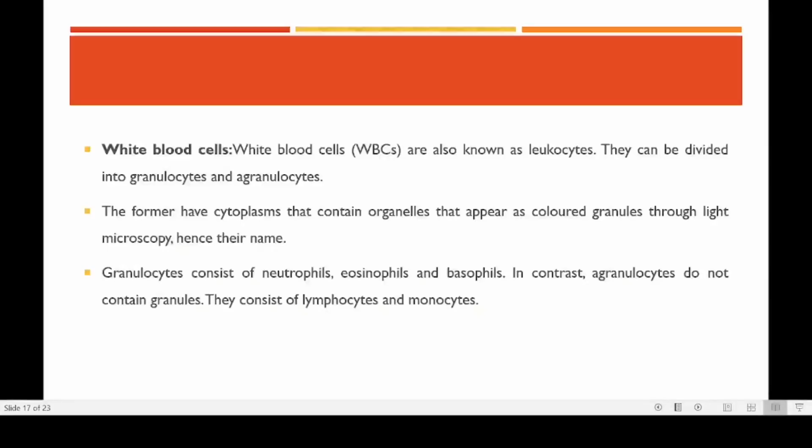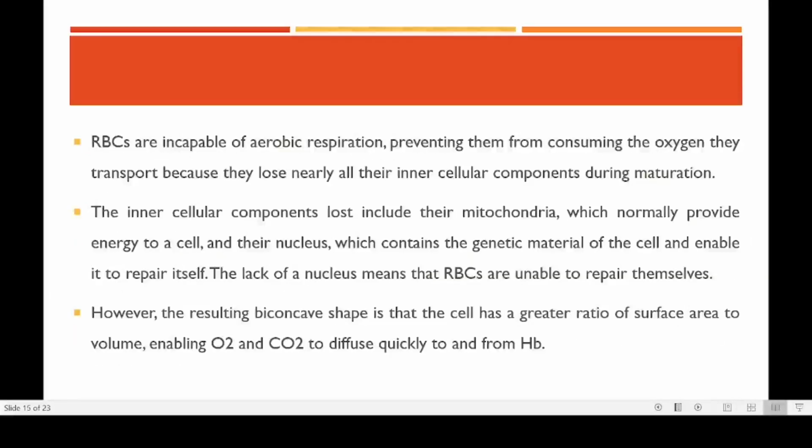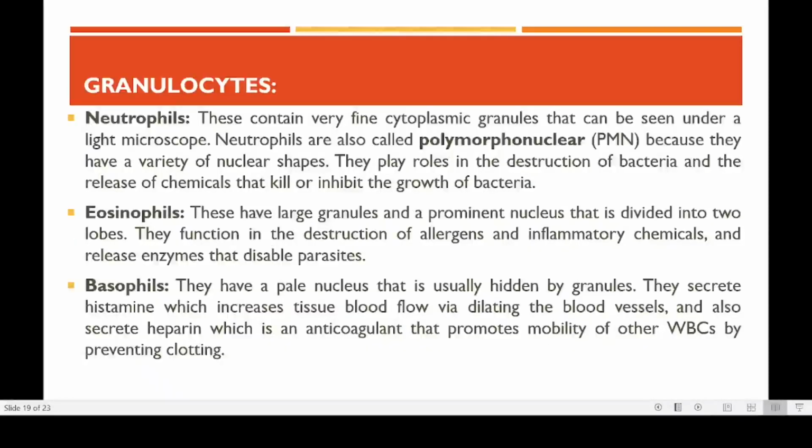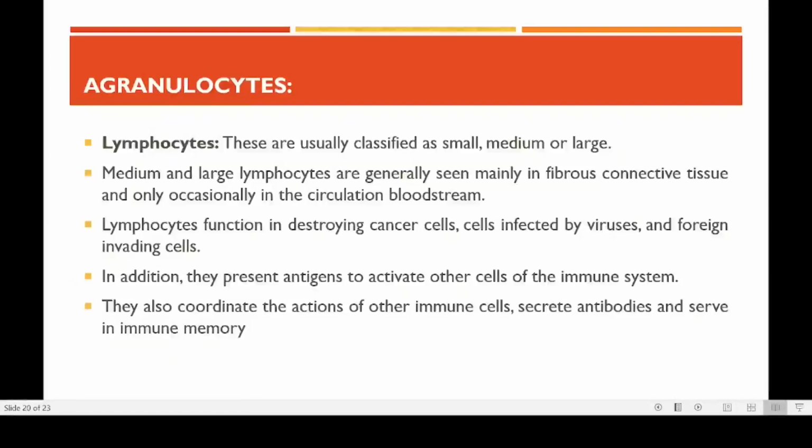So we were discussing up to granulocytes. There are three different types of granulocyte: neutrophil, eosinophil, and basophil. And we have also seen that granulocytes are a type of WBC which contains granules. Now what we have to study is about the agranulocytes.